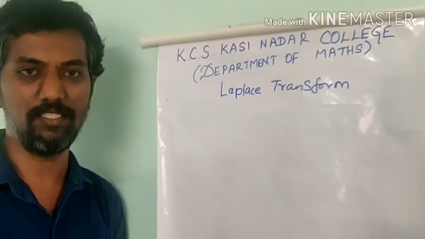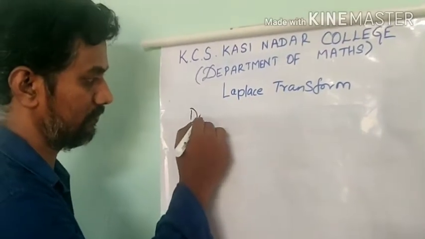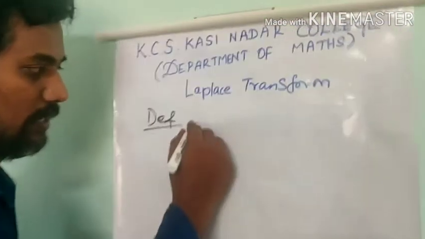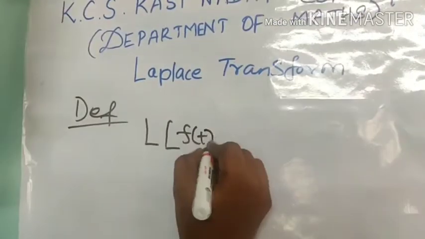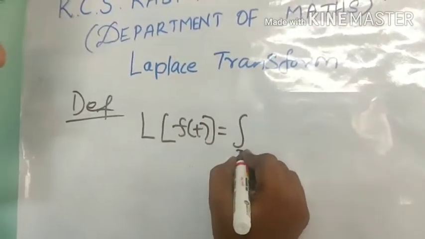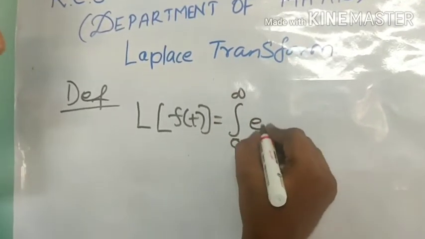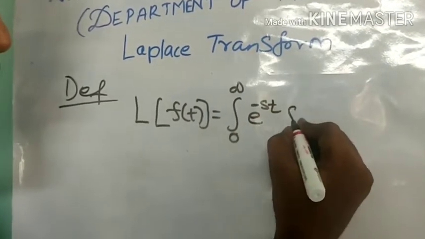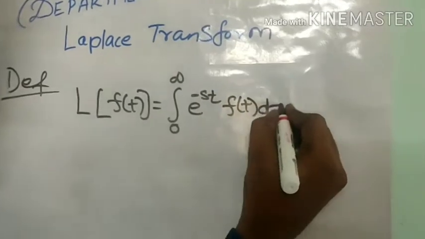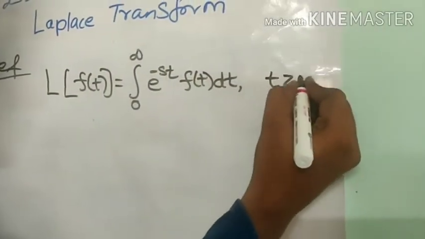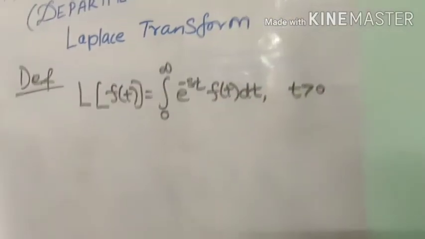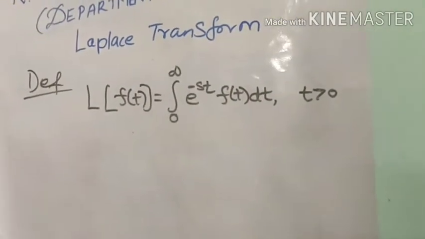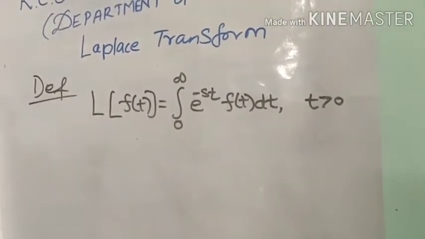So the definition of Laplace transform is: capital L, Laplace of f of t is equal to the integral from 0 to infinity of e power minus st f of t dt, where s is positive, greater than 0. Okay, so this is the definition. And for 2 marks, sometimes they will ask you to define or state Laplace transform, so you write this definition.